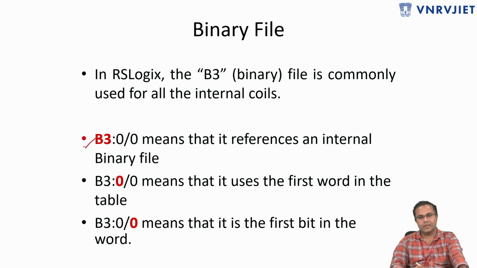B represents binary, which is memory, we can say. Okay, and similarly we have T for the timers and C for the counters. And for T, the numerical representation is 4, and for the counters, the numerical representation is 5. So like that, the numbering system has been assigned.